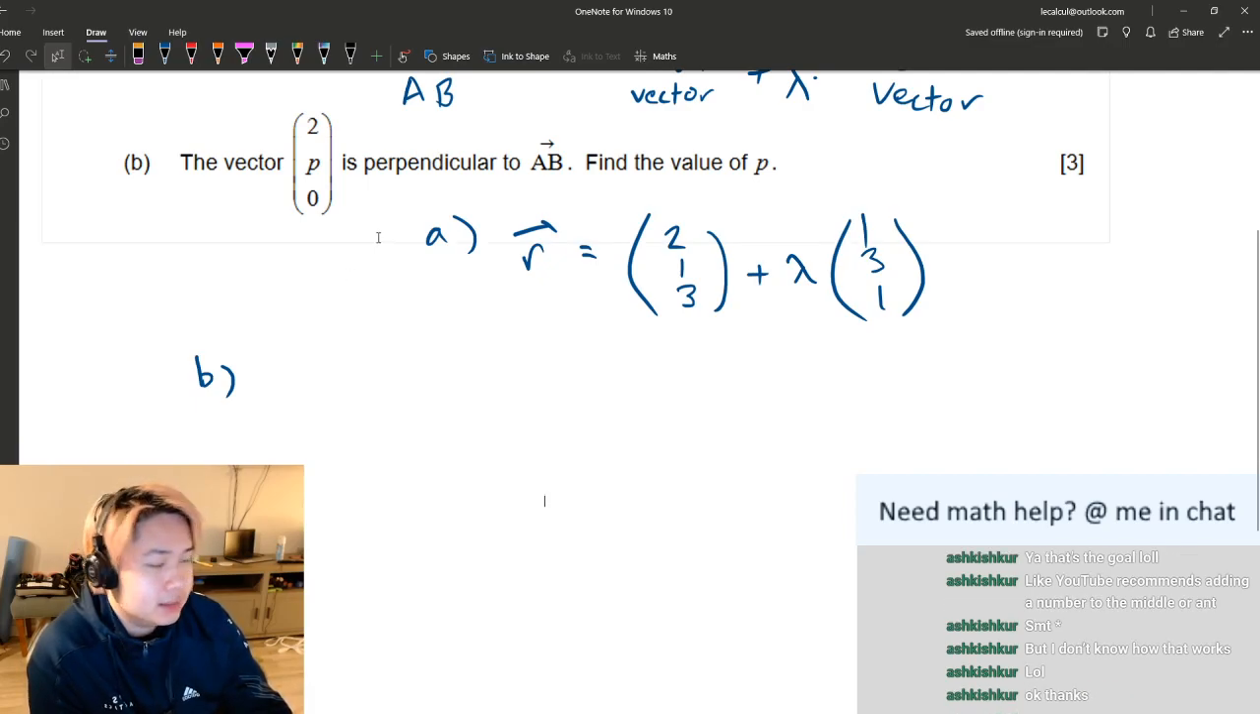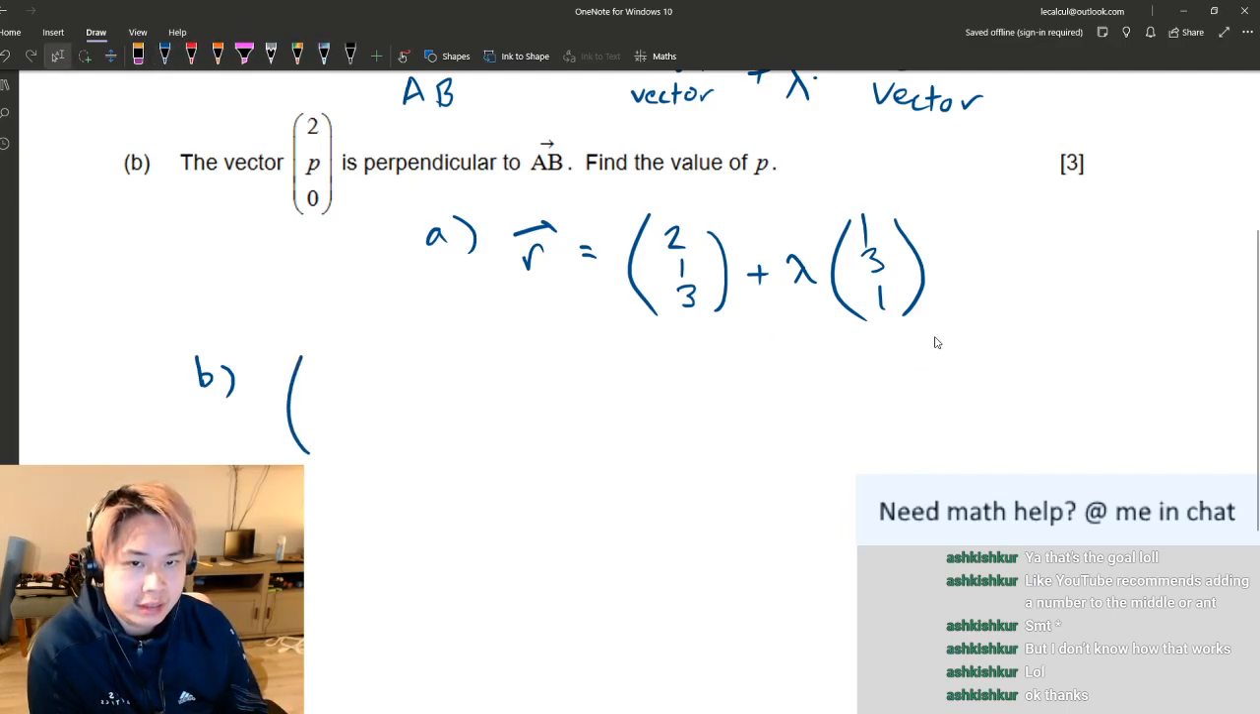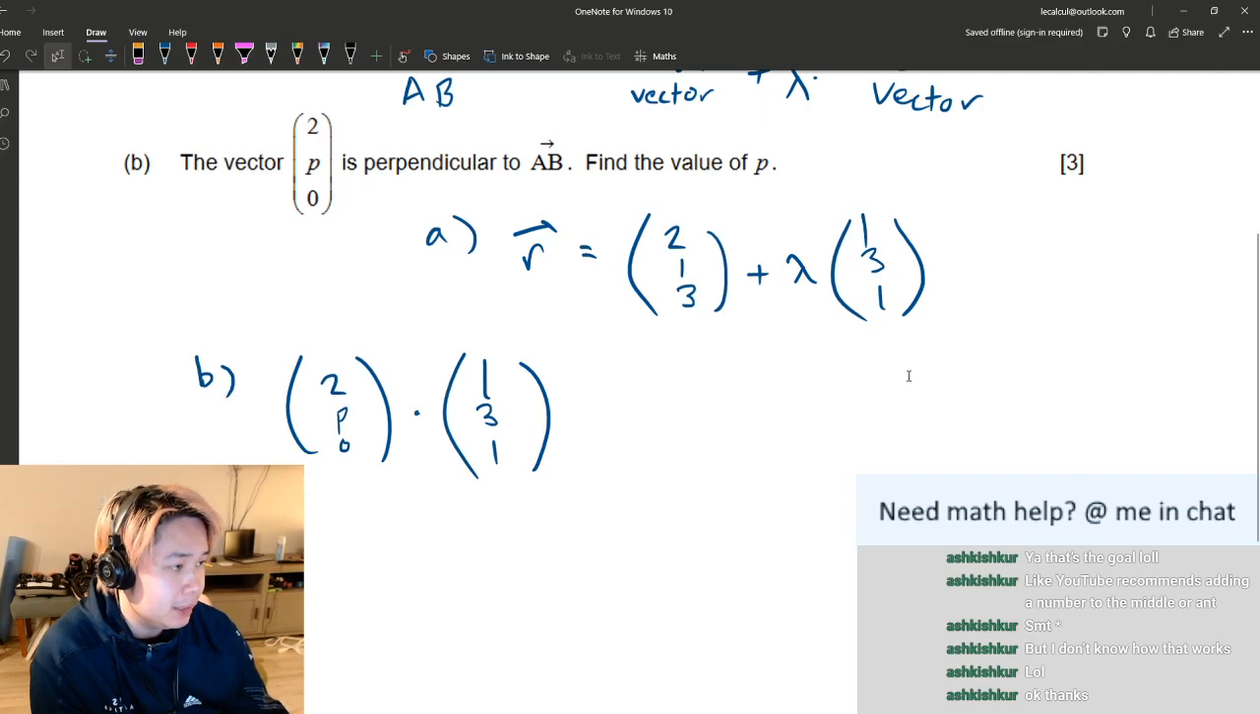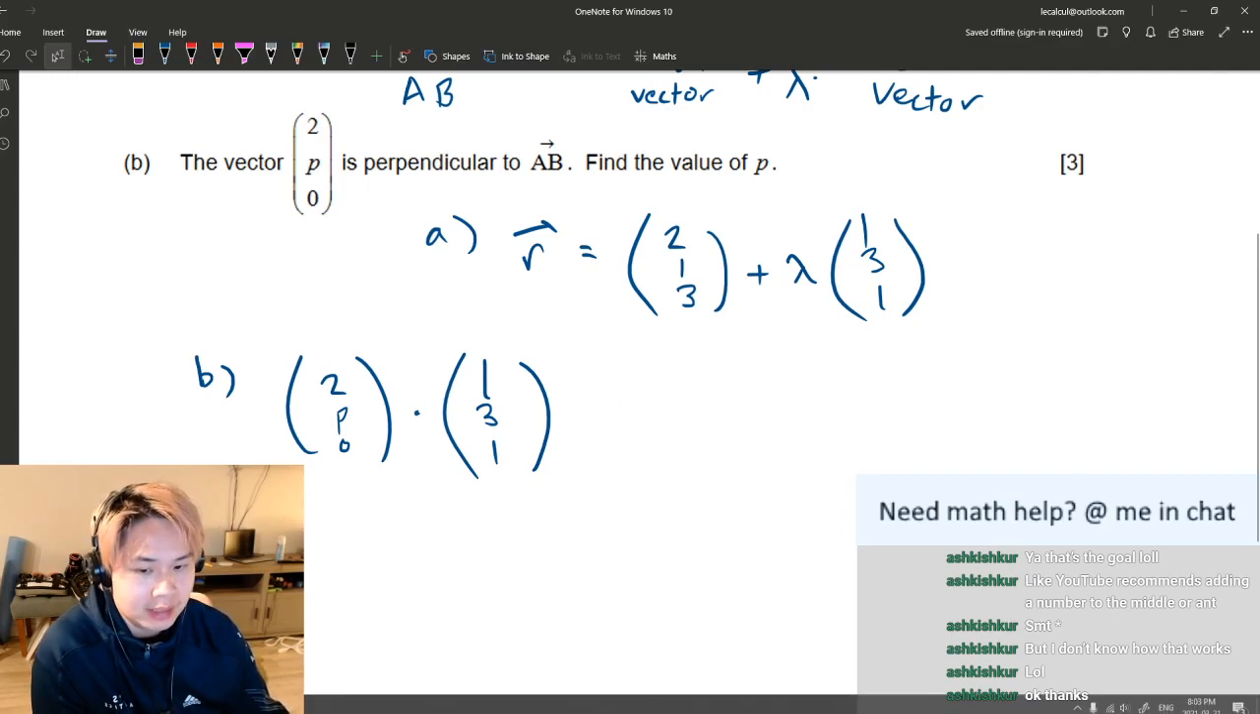Okay, what's next? So this vector is perpendicular to A and B. Find the value of P. So that means that if I take (2, p, 0), right? And I take the scalar product with the direction vector of AB, since they're perpendicular, that means that the angle between them is 90 degrees.